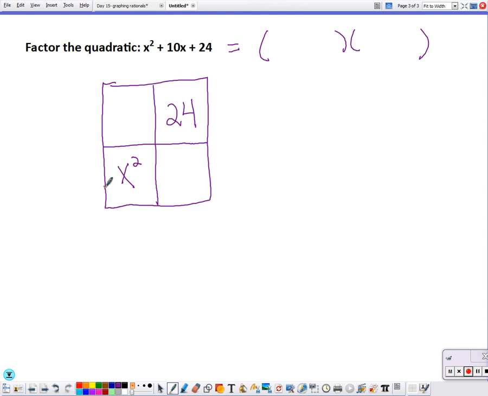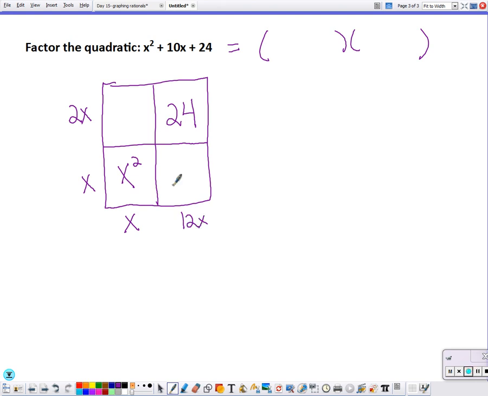So first off, I'm going to think, okay, whatever I put here has to multiply to x squared. So that's not so bad because the only choices are x and x. So now I've got this 24, and I've got to come up with two numbers that add to 10 and multiply to 24. For example, two numbers that multiply to 24 are 2 and 12.